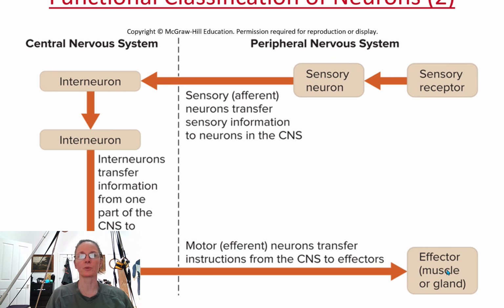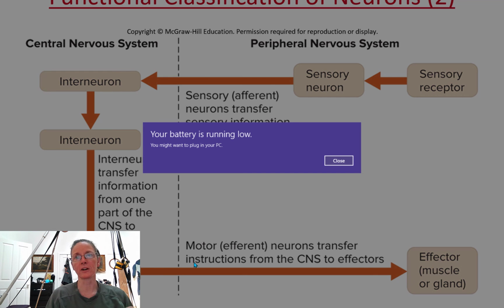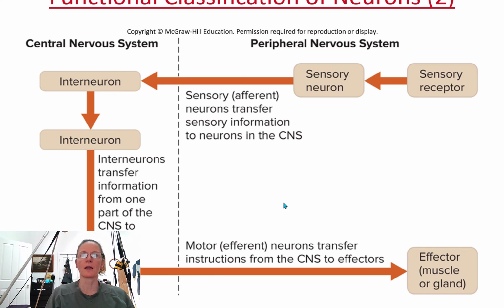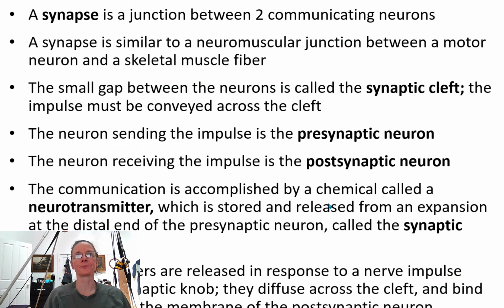So an easy way to think about this is a motor neuron is efferent, it exits the central nervous system, and it stimulates an effector. So that is basically an easy way to remember it. All right, next we're going to talk about the synapse. And this is how neurons will communicate with one another. And we'll talk about the synapse in the next segment.